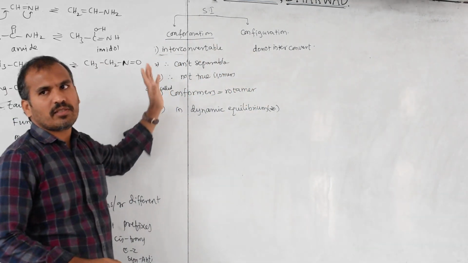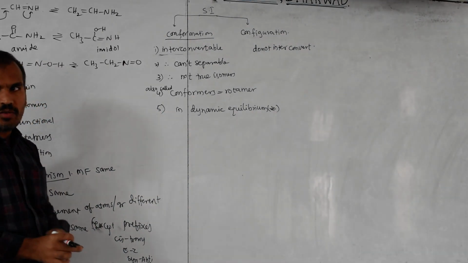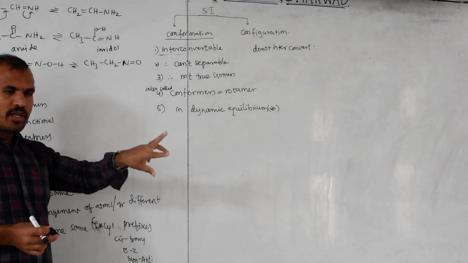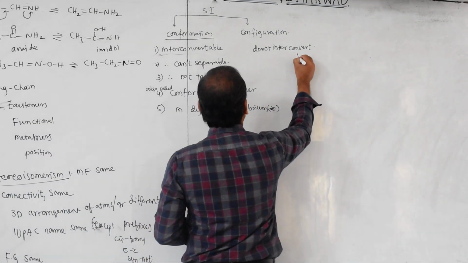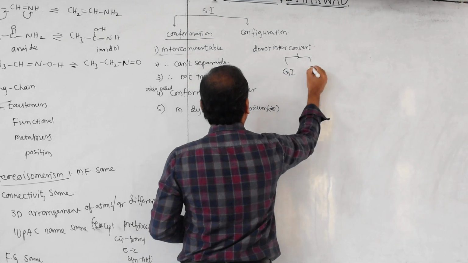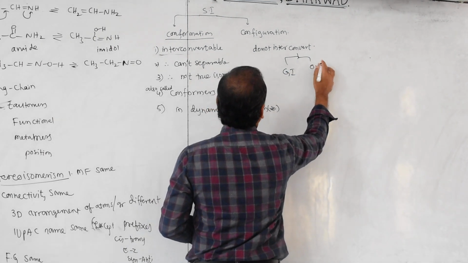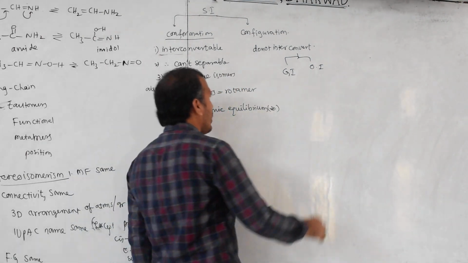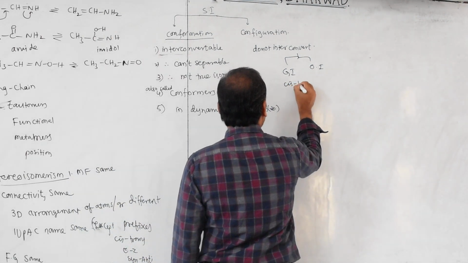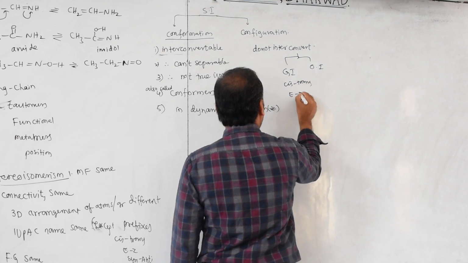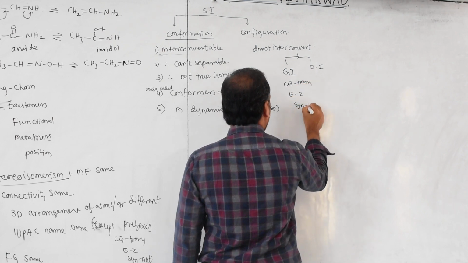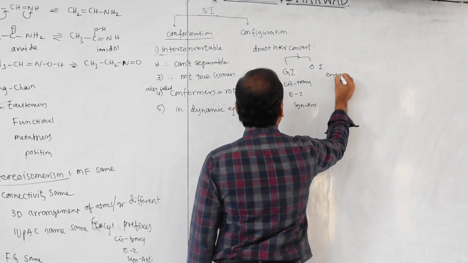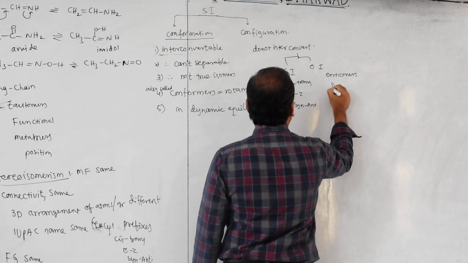First I will discuss the conformational isomer, because conformational isomers are present in the first year. In configurational isomers, geometrical is there. Again, how many types? Two types: GI, geometrical isomer, and OI, optical isomer. Again, in these, what are there? Cis-trans, or EZ, or syn-anti is there. Here, enantiomers and diastereomers.